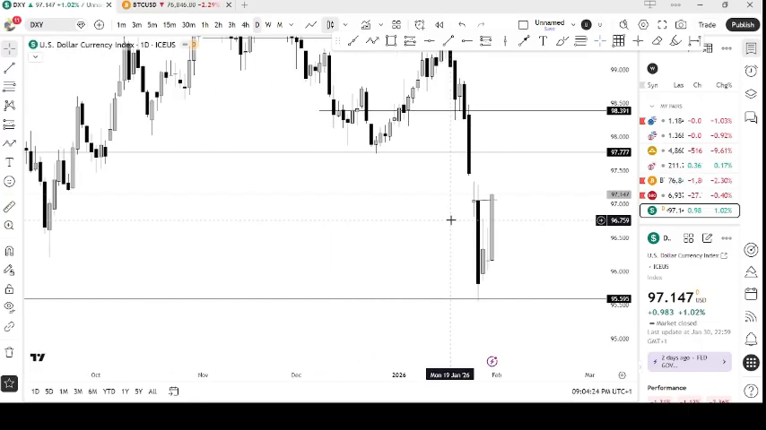So for us to balance, look at this daily now. It has broken.